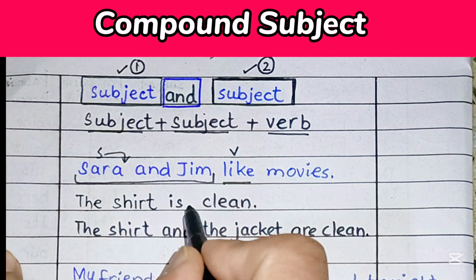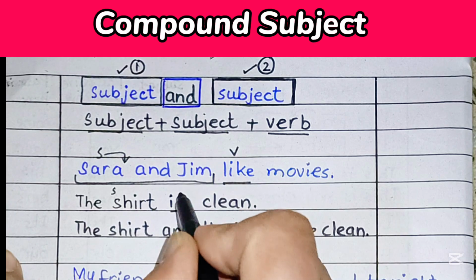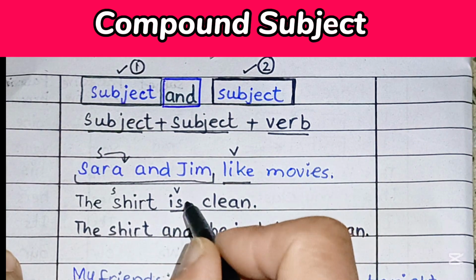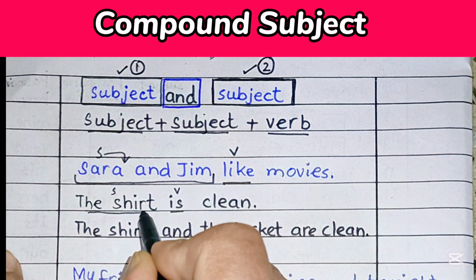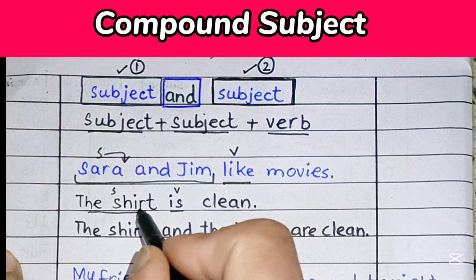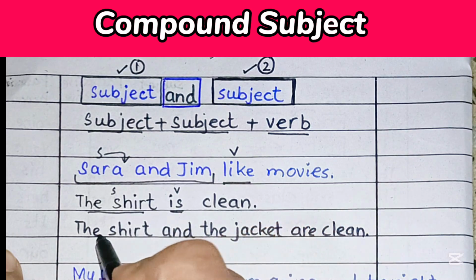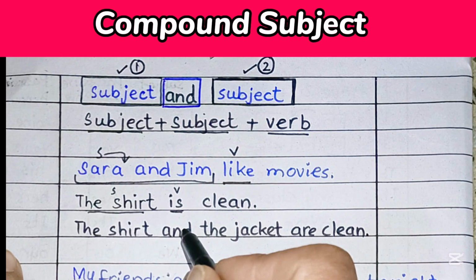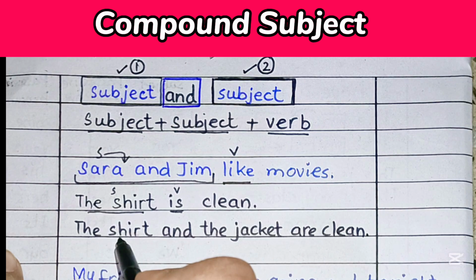The shirt is clean. Over here again, shirt is the subject and is is a verb. Here you have one subject, that is the shirt, and then a matching verb. I can add another noun in order to make it a compound subject.